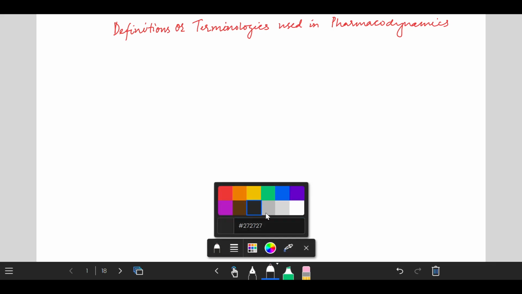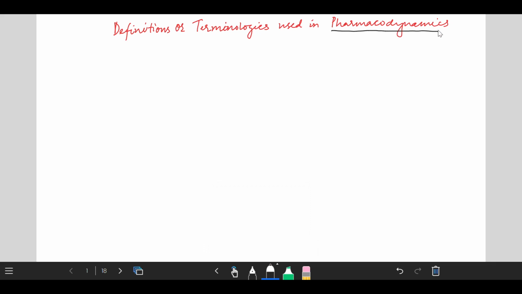Now, what do you understand by the word pharmacodynamics? It actually comes from Greek words. First one is pharmakon, that means drug, and dynamikos means power, or the power of the drug which acts on your body, okay? It means we will understand the mechanism or mode of action of drugs. So what we will understand here? Mechanism or mode of action of drugs.